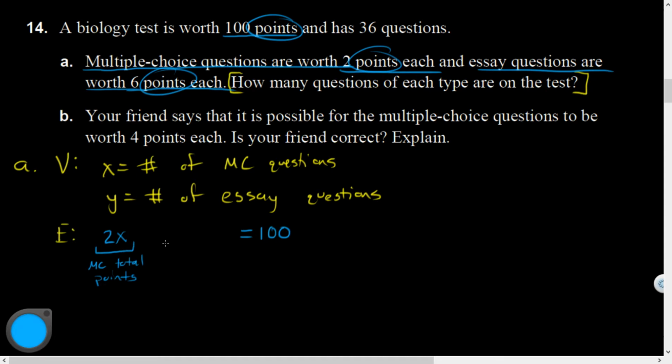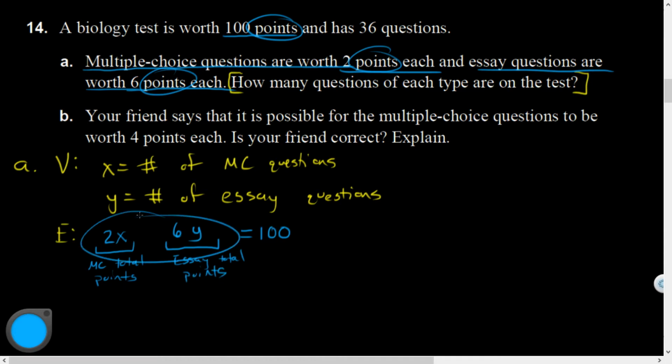Could someone write the next part of this? 6y, and what does 6 represent? Yeah, the points per essay question. Y is the number of essay questions. If I multiply those, what do they combine to be? That would be the essay total points, right? That's the number of points I get from all those essay questions.